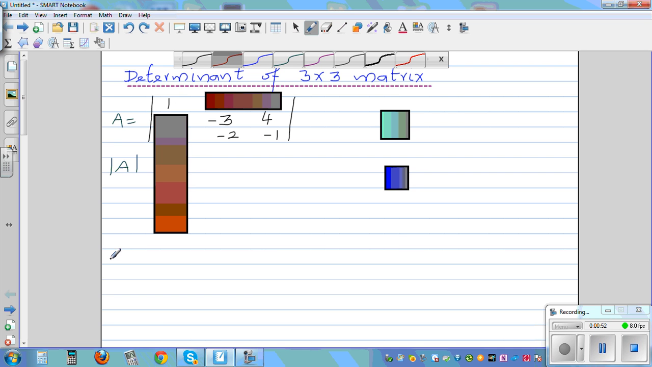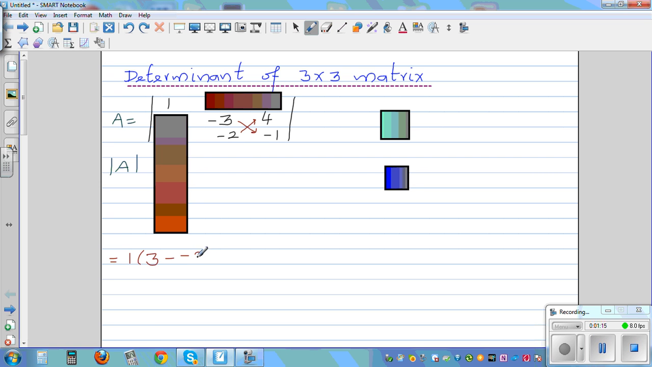So this is equal to 1 times the determinant of this. So this take away this. The product of this take away this. So negative 3 times negative 1 is 3. Take away negative 8. So this is the first multiplication. Okay, so let me take this away.